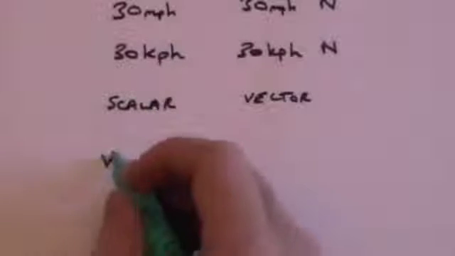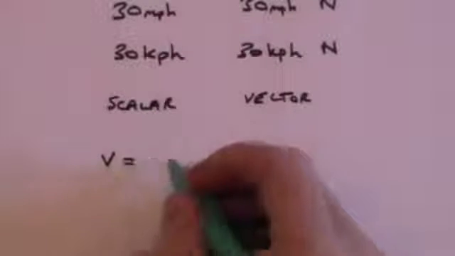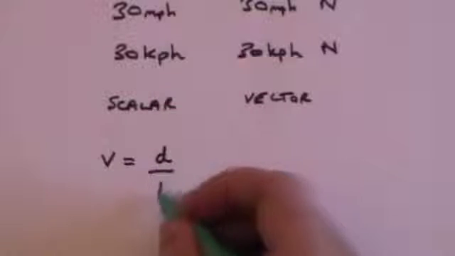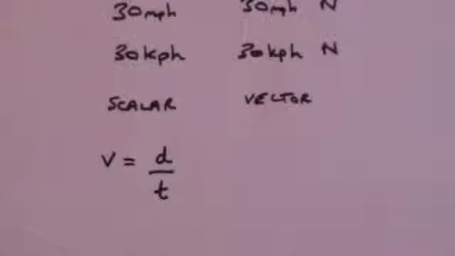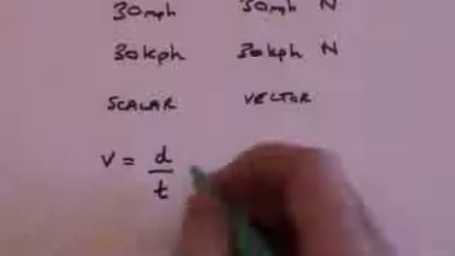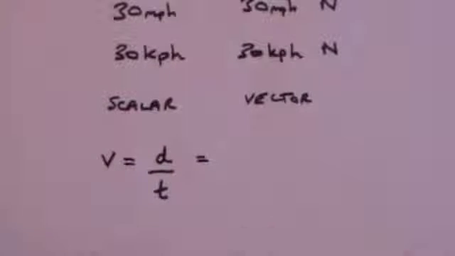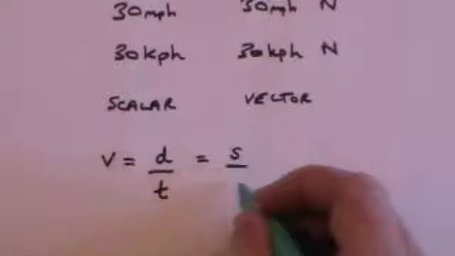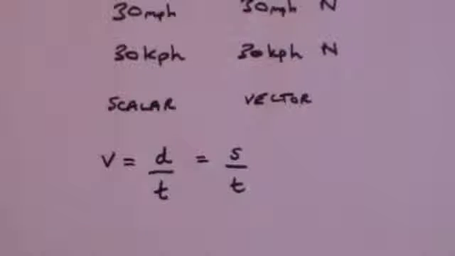So let's just think about the magnitude of velocity. What is velocity? Well, velocity is simply distance divided by time. 30 miles per hour is a distance, 30 miles, divided by the time, 1 hour. 30 miles in 1 hour is 30 miles an hour. As we shall see, we tend to use the letter S for distance, don't ask me why. So in fact you would write this as s over t.